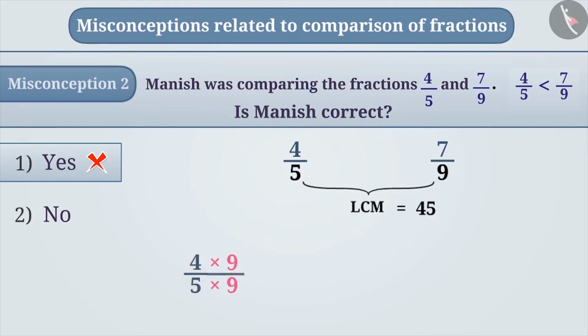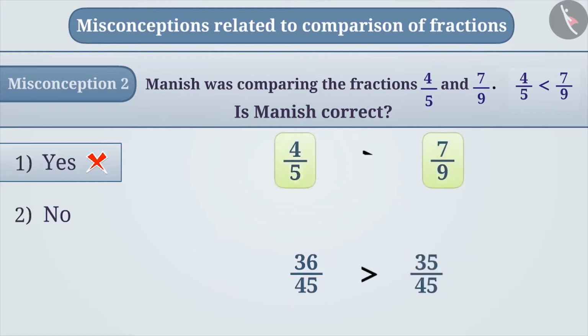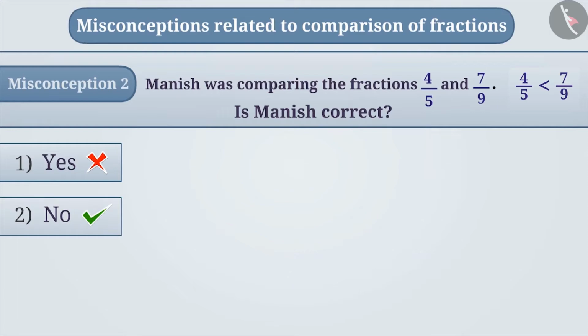To make the denominator of 4 by 5 equal to 45, we multiply the numerator and denominator by 9 to get 36 by 45. Similarly, in order to make the denominator of 7 by 9 equal, we multiply the numerator and denominator by 5 to get 35 by 45. Since 35 by 45 is smaller than 36 by 45, 7 by 9 is smaller than 4 by 5. Hence, Manish's answer is incorrect and he chooses option 2.